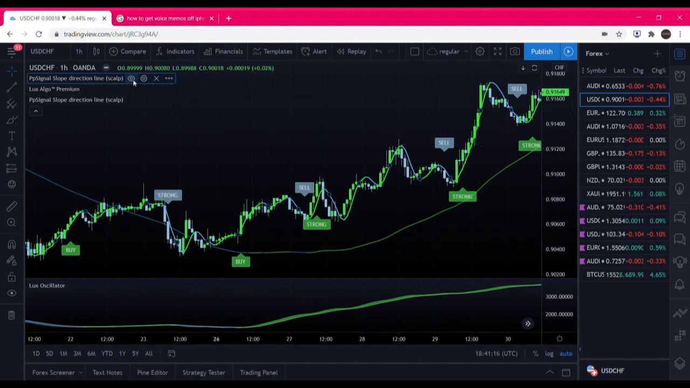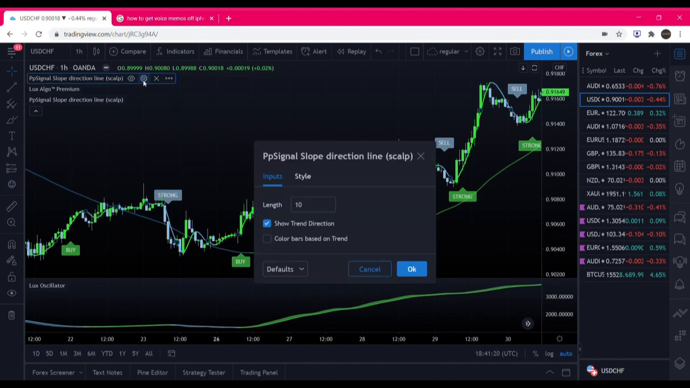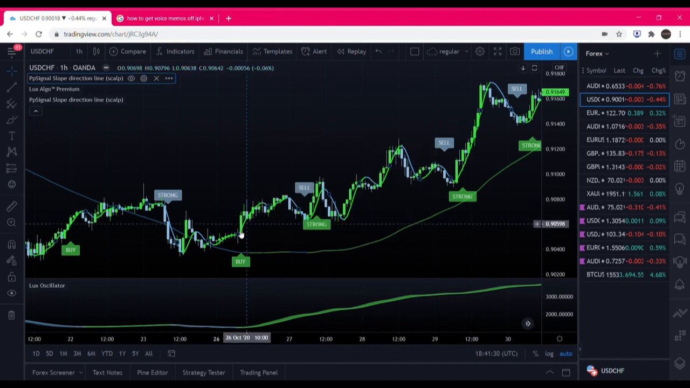It's right here. It's the one in the middle of the candlesticks. The setting for this one is 10, and I'm going to be giving out all my settings. I'm also going to give out my Lux Algo settings in the next video coming right after this one. So these settings are 10. As you can see, it's simple.